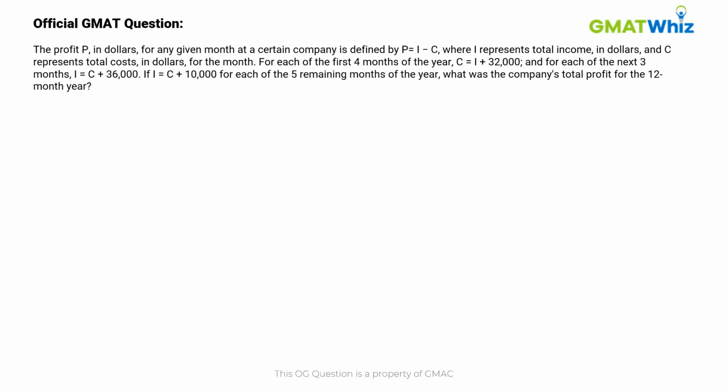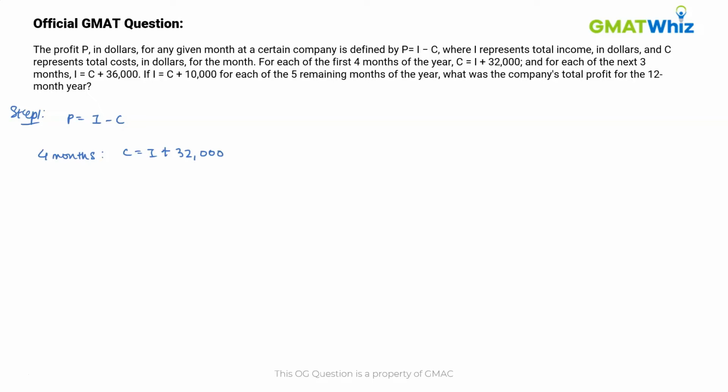In this question, we are given that the profit P in dollars for any given month of a certain company is defined by the relation P equals I minus C. Here I is the total income in dollars and C is the total cost for the month. For 4 months, C equals I plus 32,000 was the relation between profit, income and cost.